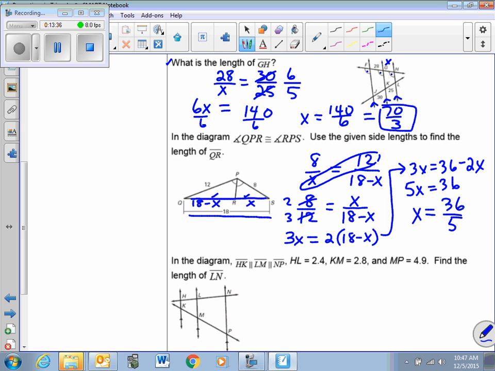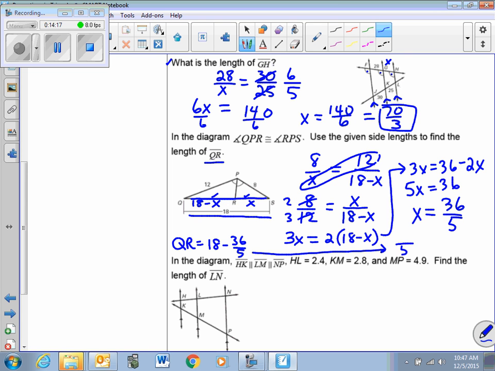Let's make sure that answers our question. Use the given side lengths to find QR. Well, shoot. If I had read my question properly, I would have labeled QR as x, and I would have labeled RS as 18 minus x, and then I wouldn't have to go to all this trouble of saying that QR equals 18 minus 36 fifths. And now I got to deal with this problem of fractions, and goodness knows we're not crazy about fractions, but what I got to do is turn 18 into fifths.